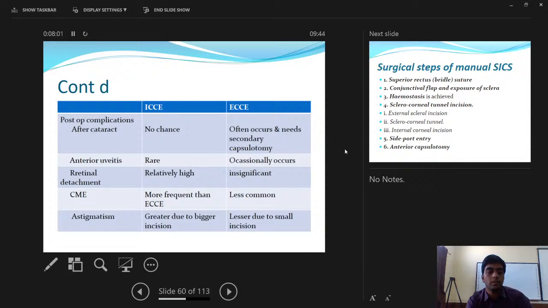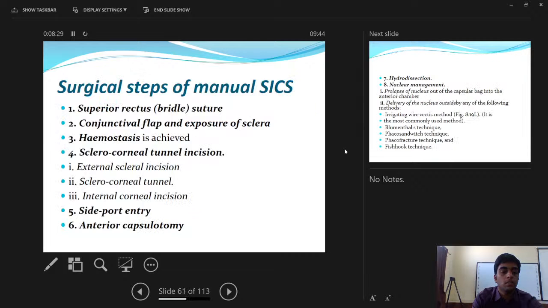Post-op complications after cataract surgery in ICCE are comparatively fewer. Like PCO, posterior capsule opacification, is not seen because the entire lens along with the posterior capsule is taken away, whereas in ECCE it often occurs and needs secondary capsulotomy. Anterior uveitis is rare in ICCE, whereas in ECCE it occasionally occurs. Retinal detachment is highly likely in ICCE, whereas it is insignificant in ECCE. Cystoid macular edema is more frequent than in ECCE. Astigmatism is greater due to the bigger incision.